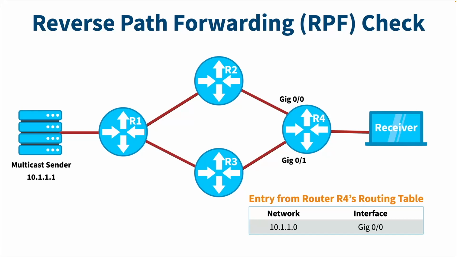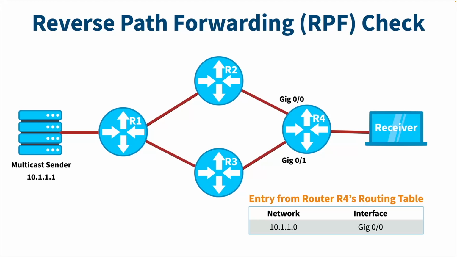Well, what R4 is going to do is use something called an RPF check, a reverse path forwarding check. Specifically, it's going to look at these packets coming in to those different interfaces, and it's going to ask this question: if I wanted to get back to the source, which in this case is 10.1.1.1, out of which interface would I send traffic?